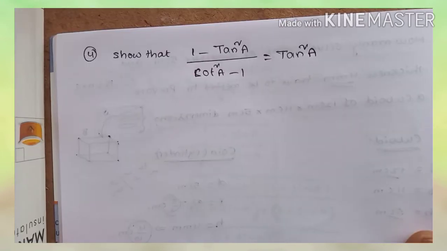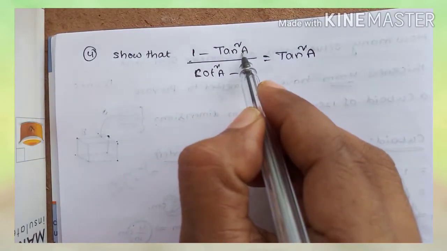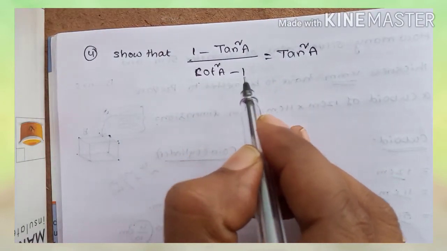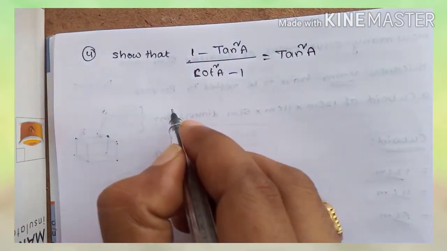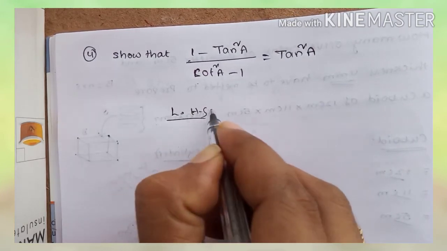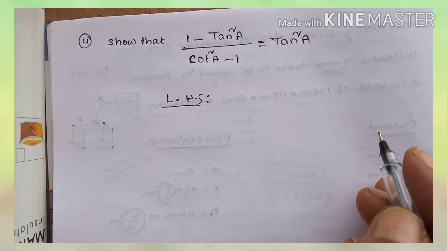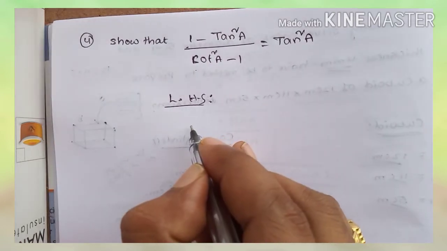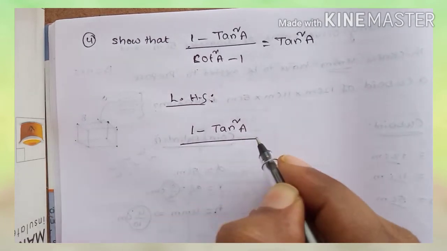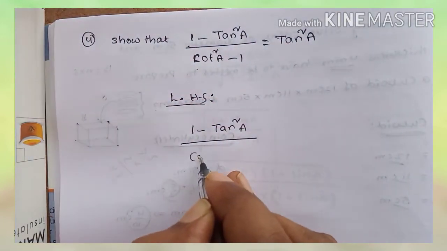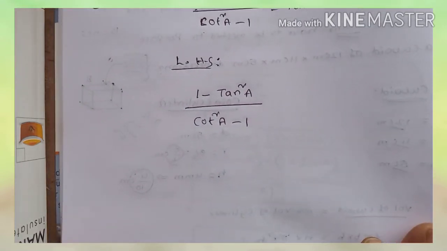Now the next problem: show that (1 minus tan squared A) by (cot squared A minus 1) is equal to tan squared A. Let's take the LHS part. I am choosing the easiest method. If you know any other method, you can follow that. So try to listen and understand this method if you don't know. Let's practice. (1 minus tan squared A) by (cot squared A minus 1) is the LHS part.